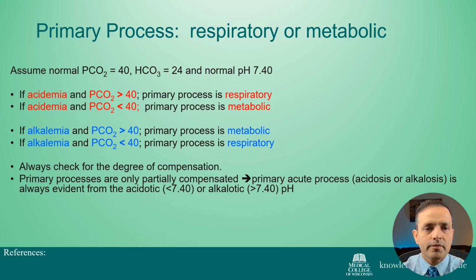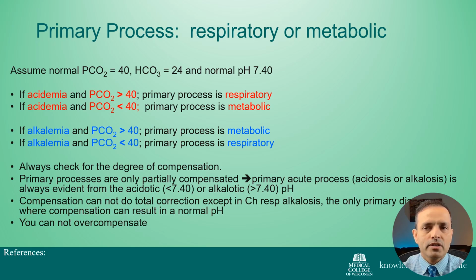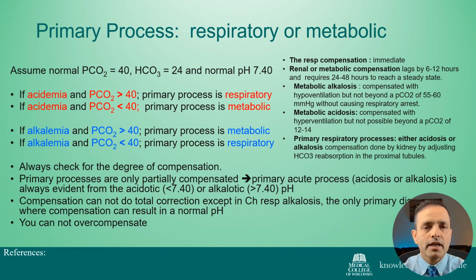Always check for the degree of compensation. Primary processes, remember, only partially compensate. They cannot completely compensate. Compensation cannot do total correction except in the case of chronic respiratory alkalosis. That's the only primary disorder where compensation can result in normal pH. Remember, you cannot overcompensate. Talking about compensation and the time frame, the respiratory compensation is immediate.